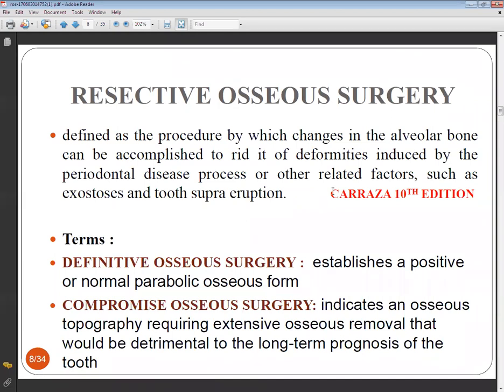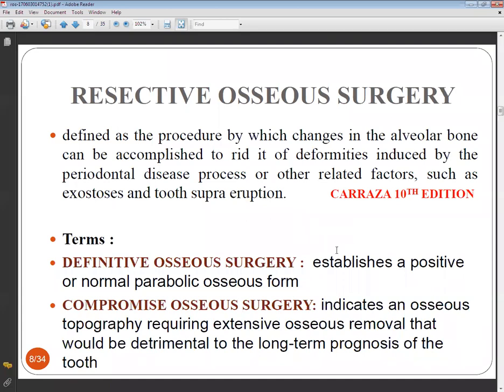Now coming to the definition of resective osseous surgery. What do you mean by resective osseous surgery? Resective osseous surgery is defined as a surgical procedure by which changes in the alveolar bone can be accomplished to get rid of the deformities which are induced by the periodontal disease process and other related factors such as exostosis and supraeruption. This definition is given in your Carranza. Resective osseous surgery is a surgical procedure by which changes in alveolar bone can be accomplished to get rid of deformities which are found by periodontal disease.